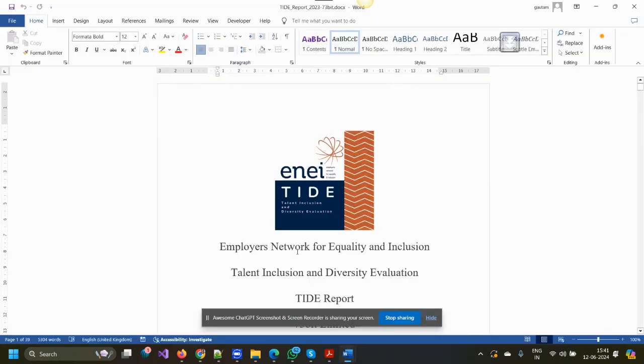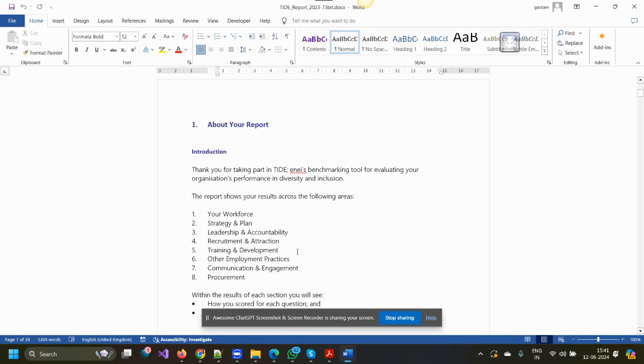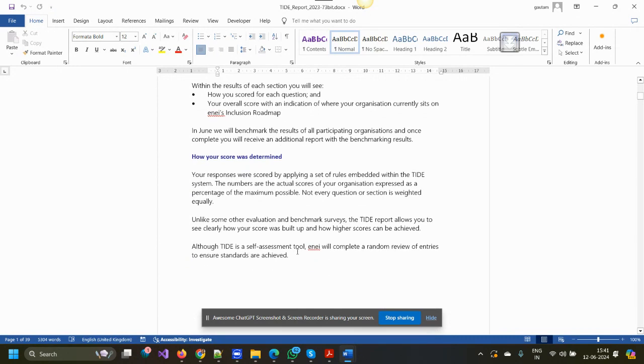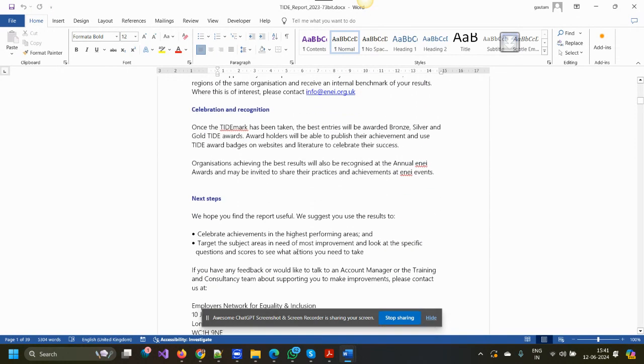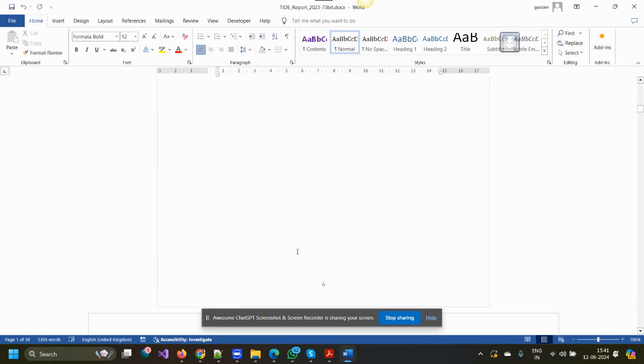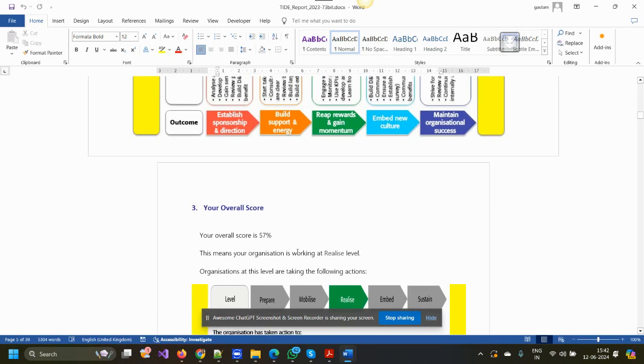In this particular example, we have the tide report. In this as well there are some descriptions of the overall benchmarking or the index, and then we go to the next steps, and here the whole roadmap is shown to them as an image. So what are the various stages, what would need to be done, and what are the actions that they would need to take at various stages. So that is one thing.